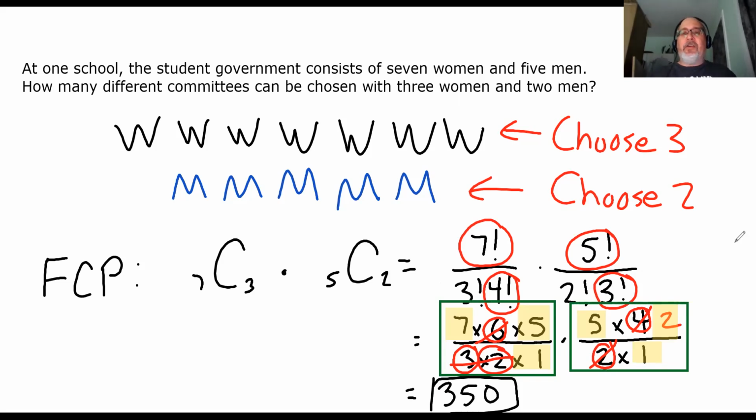Again, it was the fundamental counting principle because we essentially had two decisions to make. How do we pick the women? How do we pick the men? But for each of those, the number of ways to do it was a combination. Let's take a look at one more, and this one's going to be a little bit more complicated, but I bet we can figure it out.